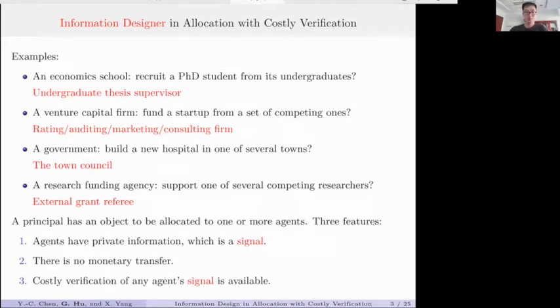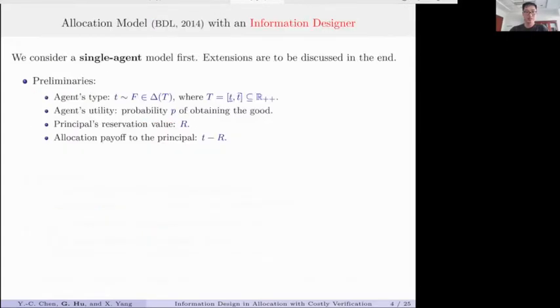So given those examples, let's see how we can formally model the features. We consider a single agent model first. Extensions to the multiple agent case will be discussed in the end. Some preliminaries first.